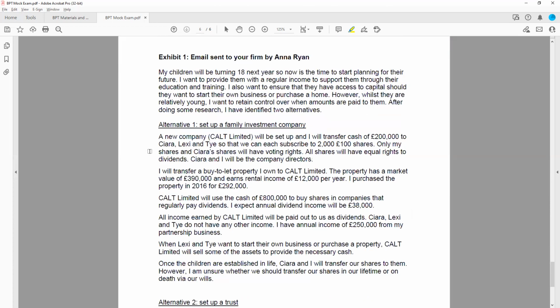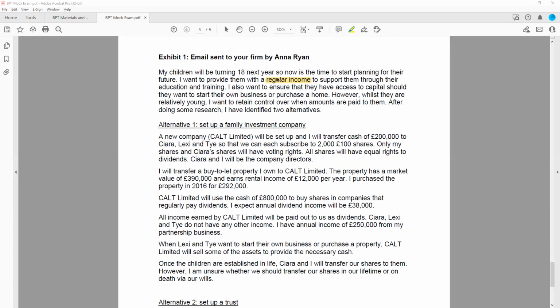So here we've got the exhibit, and then we've got the 2 alternatives. This is the email from Anna. "My children will be turning 18 next year, so now is the time to start planning for their future. I want to provide them with a regular income to support them through their education and training." So she wants to provide them with a regular income. So remember with our answers, as I always do, always apply it to the scenario as much as possible.